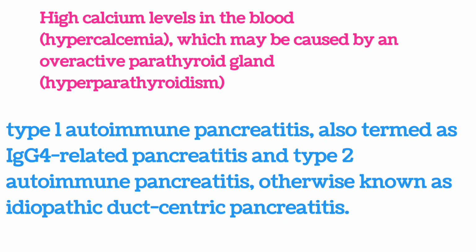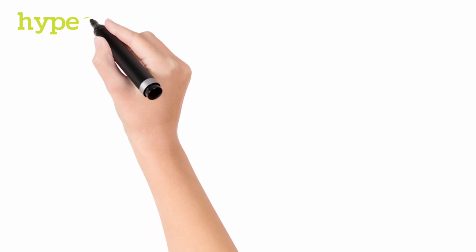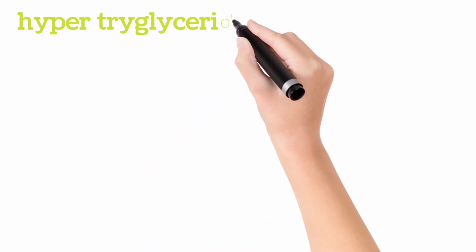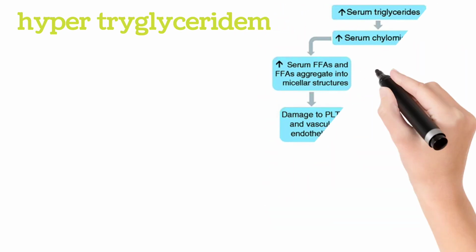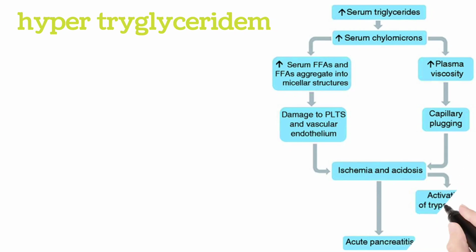Again, hypertriglyceridemia is the third most common cause. Hypertriglyceridemia leads to overproduction of chylomicrons. These chylomicrons lead to increased plasma viscosity and capillary plugging, which leads to ischemia of the pancreas. At the same time, elevated free fatty acids also lead to endothelial cell damage, which leads to ischemia of the pancreas. Activation of trypsinogen into trypsin occurs after ischemia of the pancreas, which leads to acute pancreatitis.